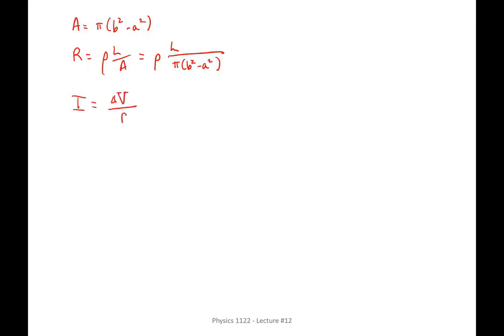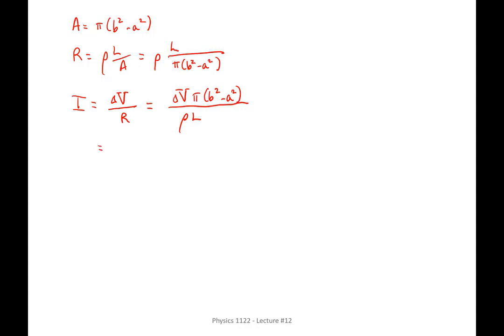Okay, so if I do those substitutions, I had that A was equal to pi times b squared minus a squared, and I'm going to substitute it into R is equal to rho L over A, which will give rho times L over pi times b squared minus a squared. And then that equation I'm going to substitute into the equation for I, which said that I was equal to delta V over R. So I is equal to delta V over rho L over pi times b squared minus a squared.